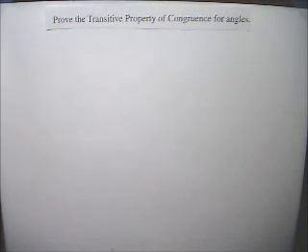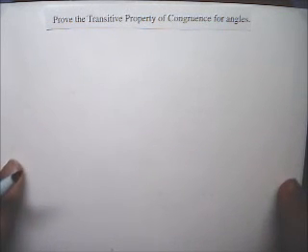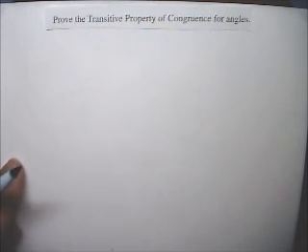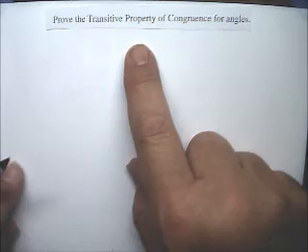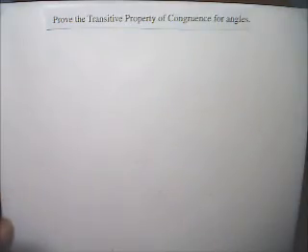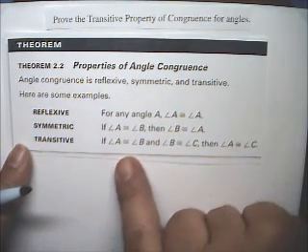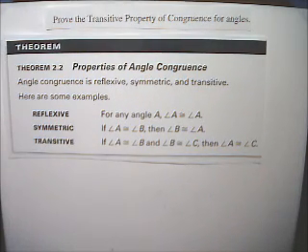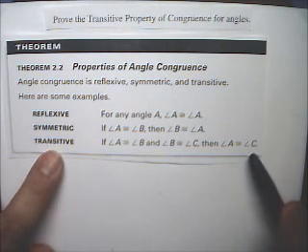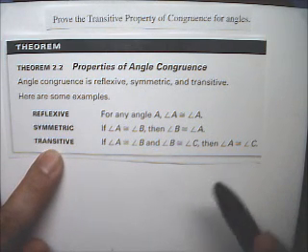Hello, this is Reasoning and Proof, proving statements about angles, example 1. In example 1, we have to prove the transitive property of congruence for angles. The transitive property says if A is congruent to B and B is congruent to C, then A is congruent to C. And this makes sense.